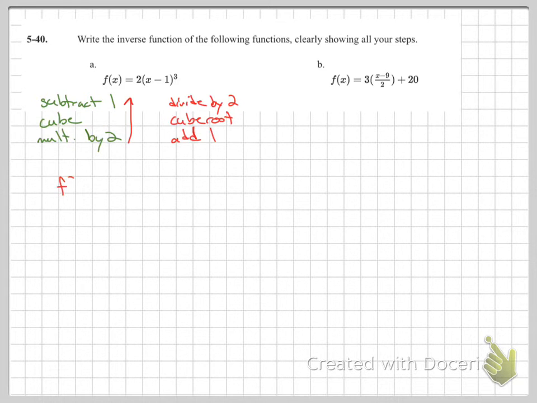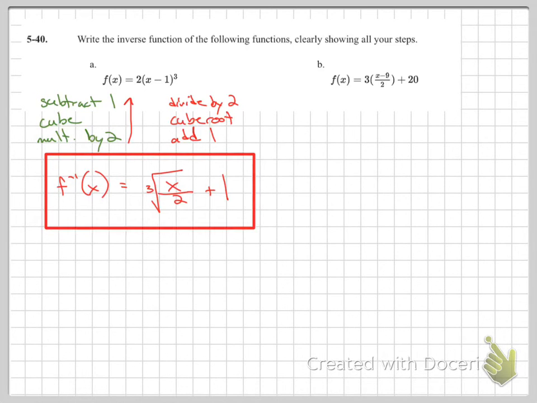And then I can call it f inverse. I start with an x. I divide by 2. I cube root it. And then I add 1. This is one perfectly good way to find the inverse.